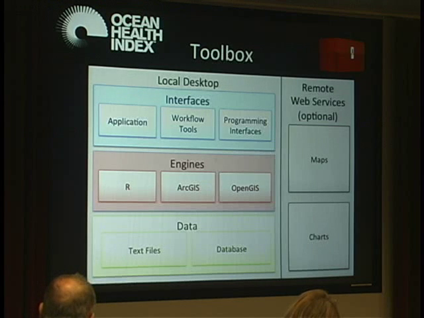And so I'm just going to mention that this is not supposed to stay within the confines of just this NCEAS scientific group.